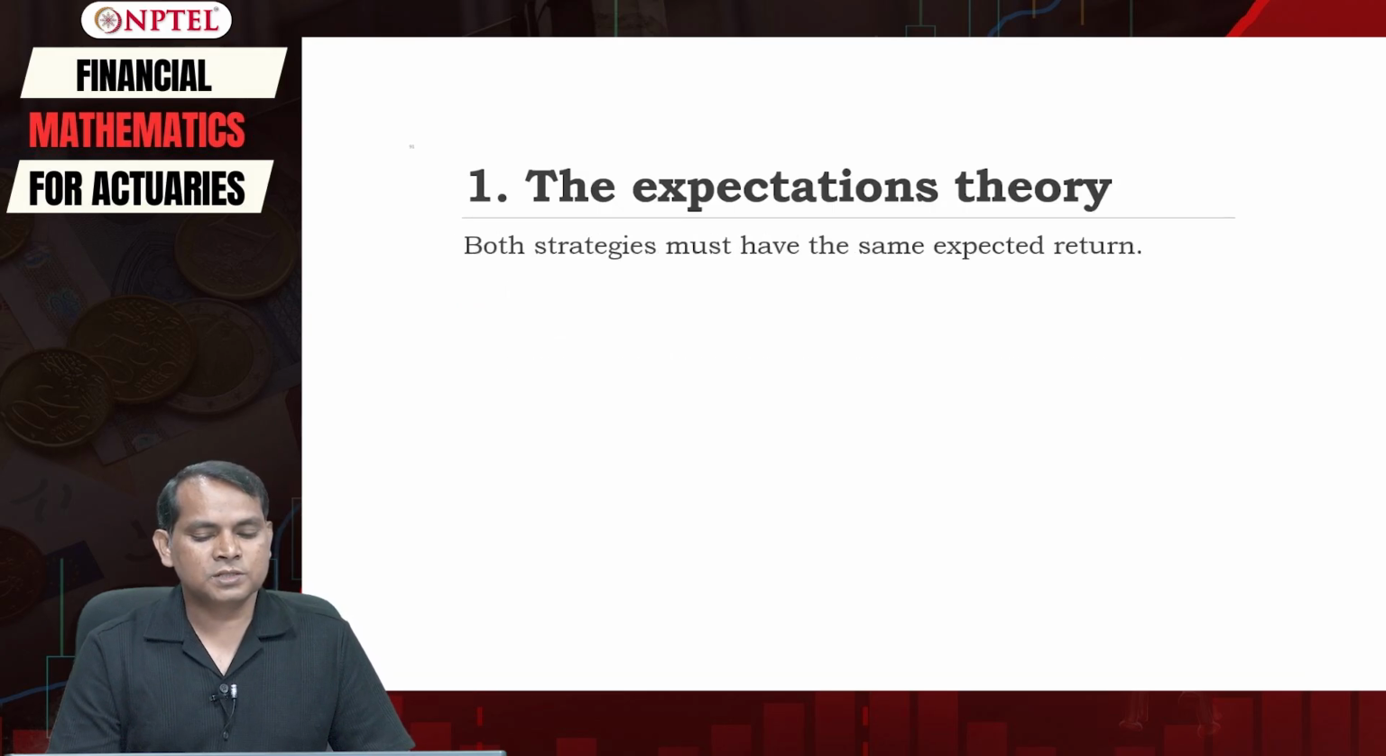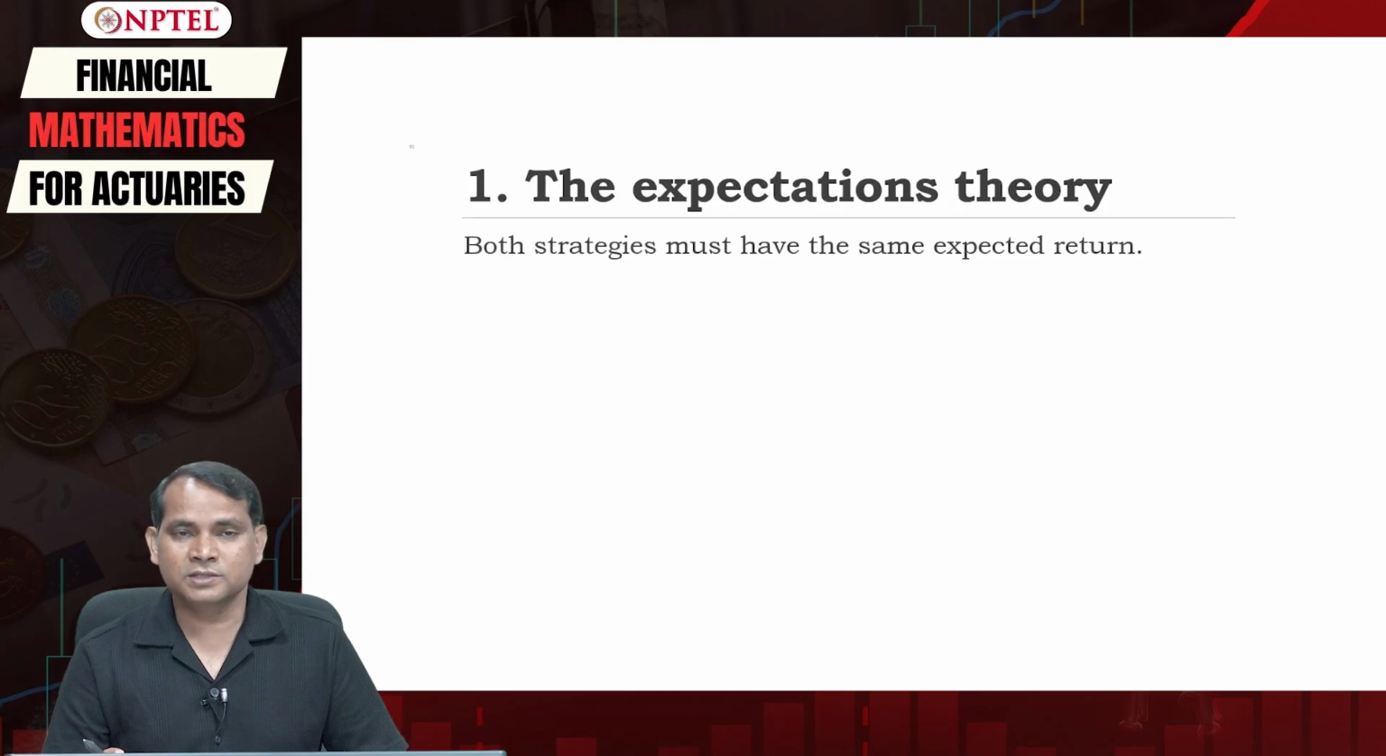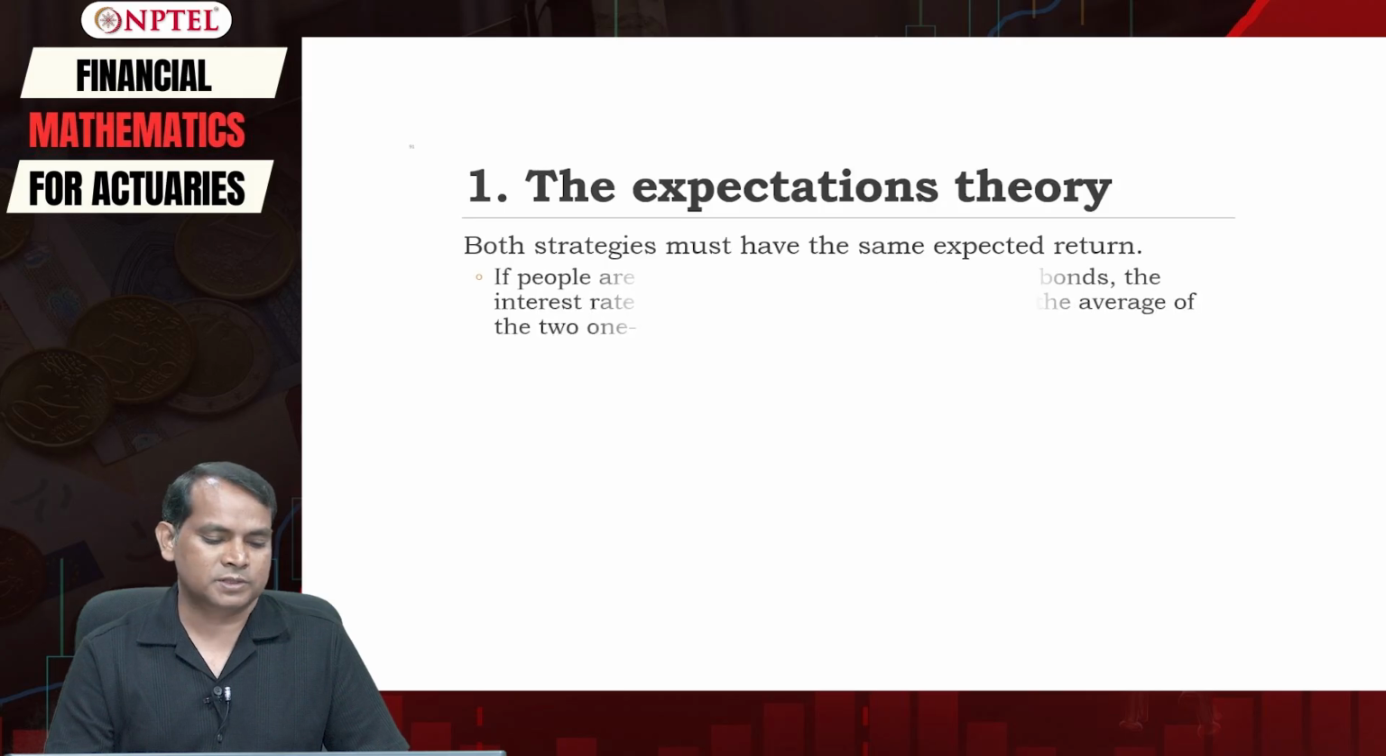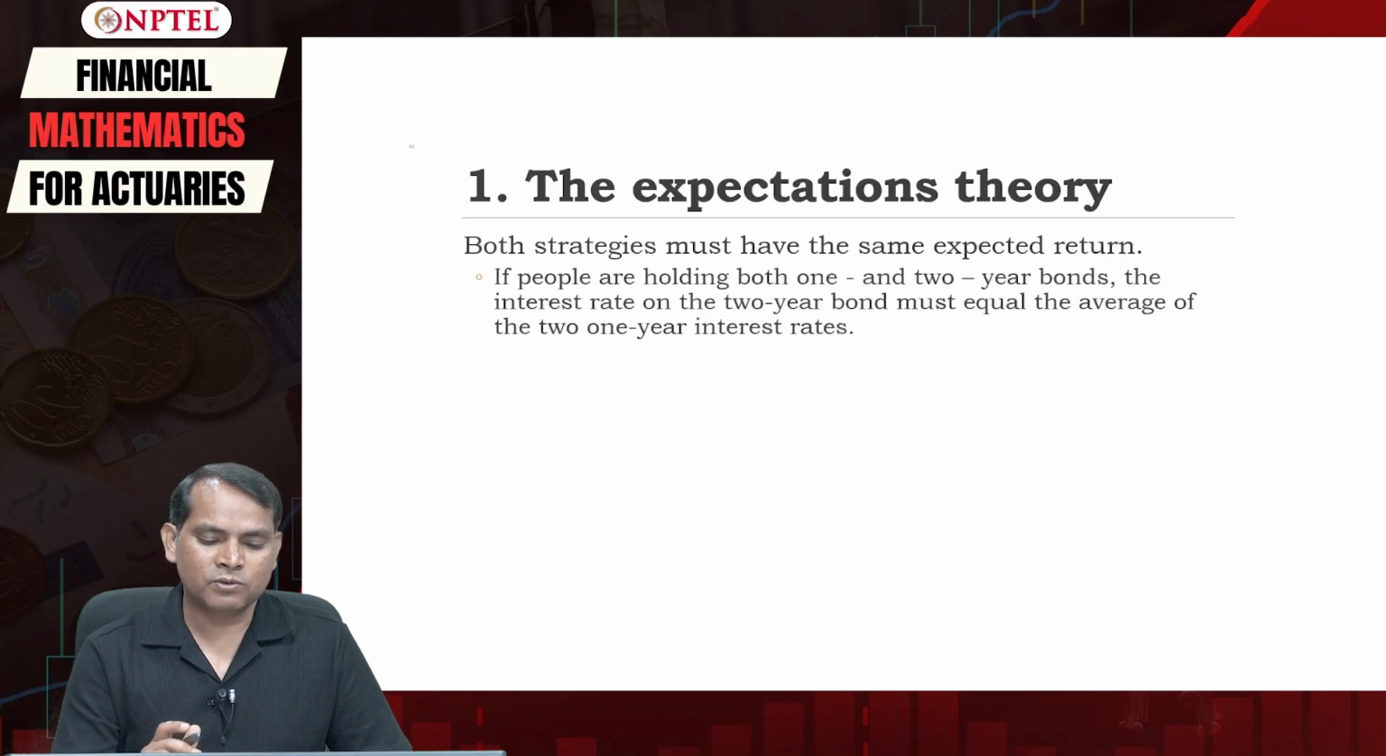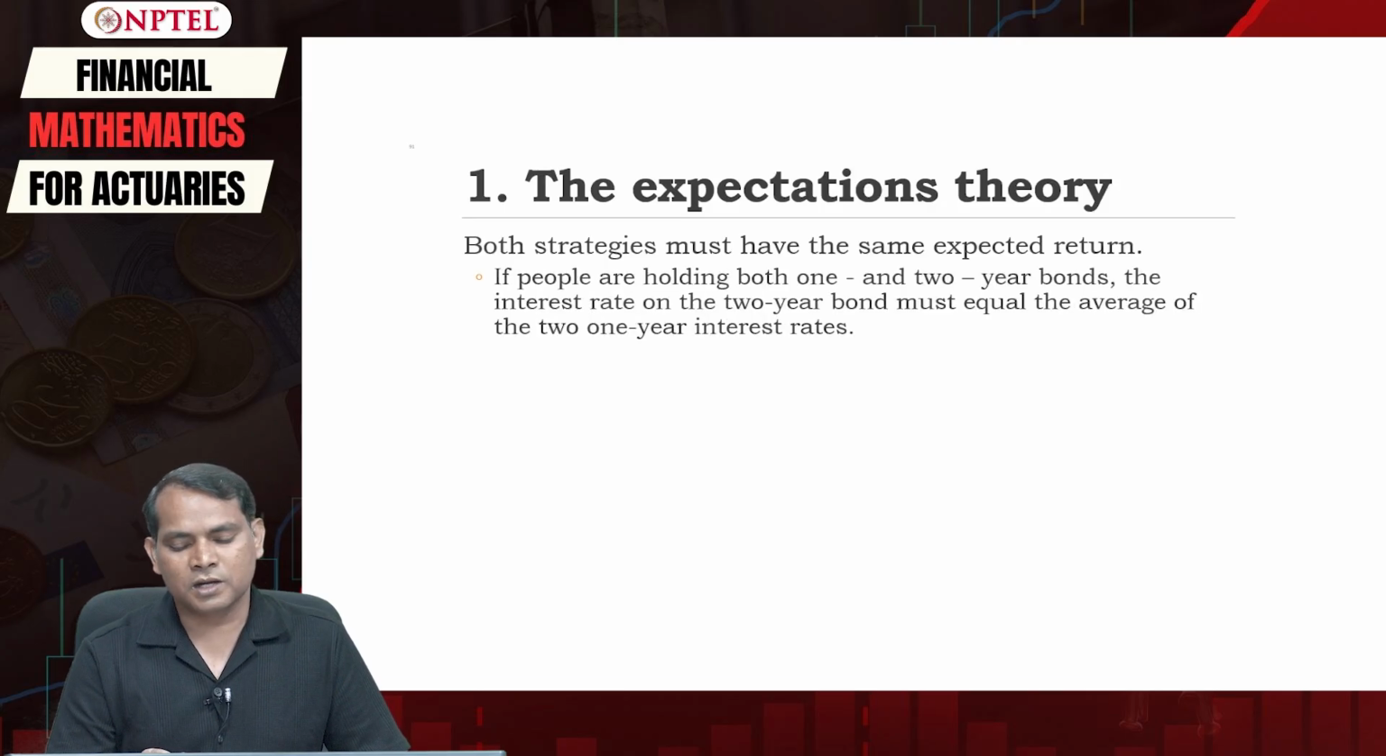So both strategies must have the same expected return, right? Whether you consider strategy number 1 or strategy number 2, according to expectation theory, both strategies must have the same expected return. If people are holding both 1-year and 2-year bonds, the interest rate on the 2-year bond must equal the average of the 1-year interest rates.